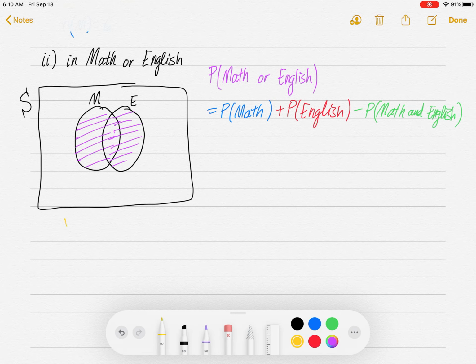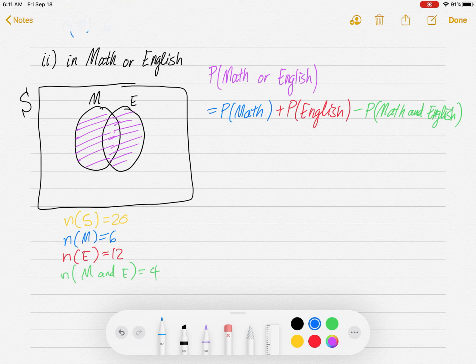Okay, so remember, overall, you have a total of 20 students. It's the size of your sample space. The number of math students, 6. Number of English students are 12. And the number of both math and English. So I should probably use a green color for that, right? That's what we had decided upon, math and English. Math and English. That was, I think, 4.